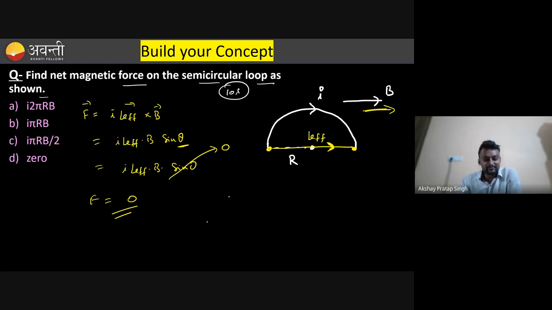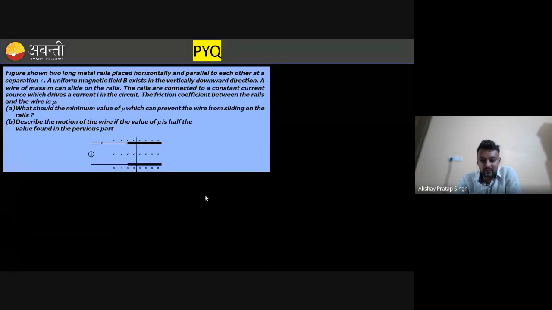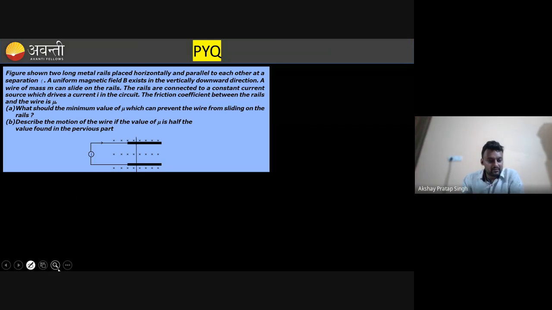Now moving further to the next question. Now practice questions. These are PYQ type questions. So now the level of question has increased suddenly. I will just explain the question first. I'm not giving you time to solve this because there are no options, so you cannot answer in terms of options.